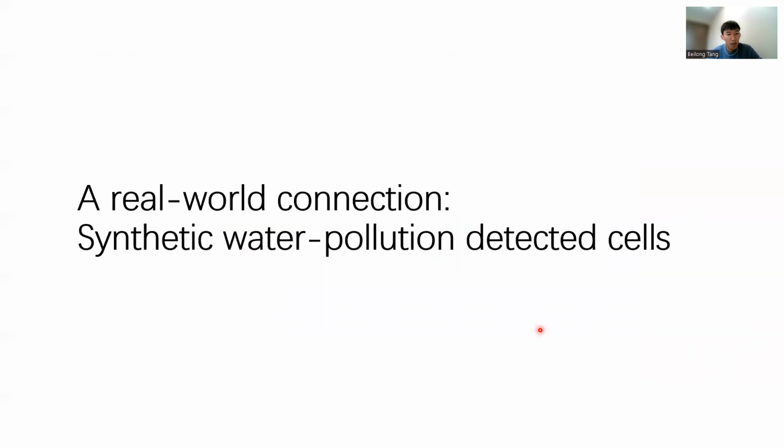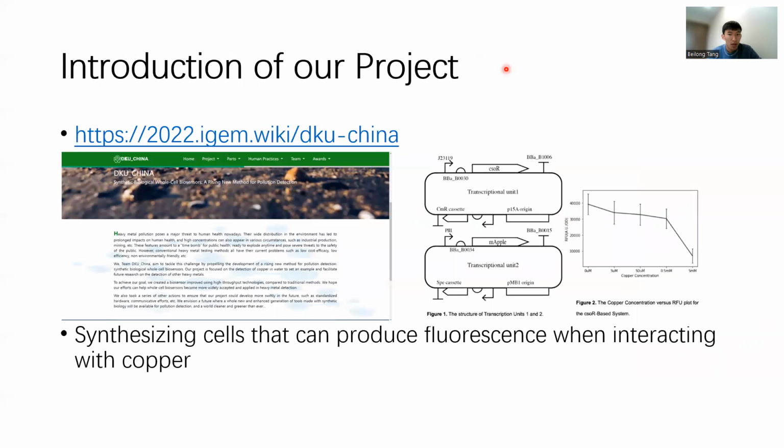Okay, now let's talk about my real-world connection, the synthetic water pollution detection cells. So here's the introduction of our project. You guys can refer to this webpage to see the detailed description of our project. By the way, it is an iGEM competition project. What we did is that we synthesized cells that can produce fluorescence when interacting with copper. Therefore, we can indicate the concentration level of copper in water.